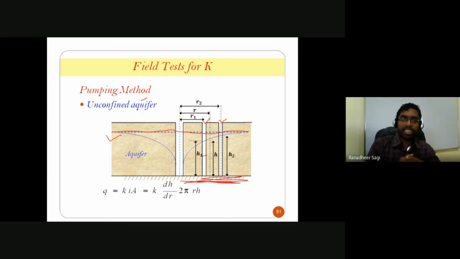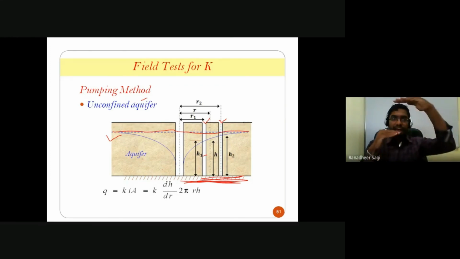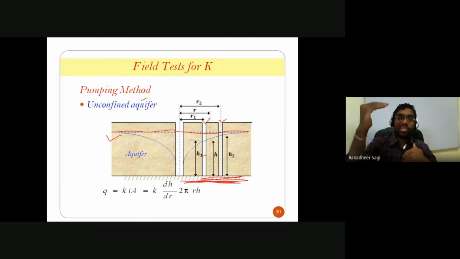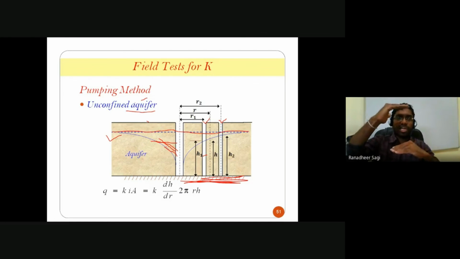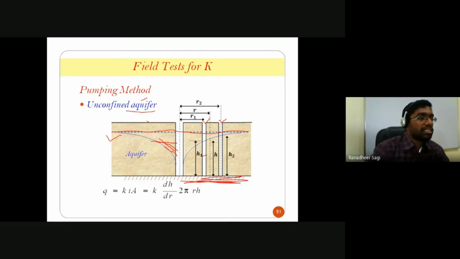But here, in the case of the unconfined aquifer, the height of the soil strata through which the flow enters the borehole continuously changes over time. Why is it continuously changing? Maybe after 1 hour, the water surface might be somewhere here. After 2 hours, the water surface might reach here. After 3 hours, here. After 4 hours, here. So the cross-sectional height of the soil through which the flow is entering is continuously changing.